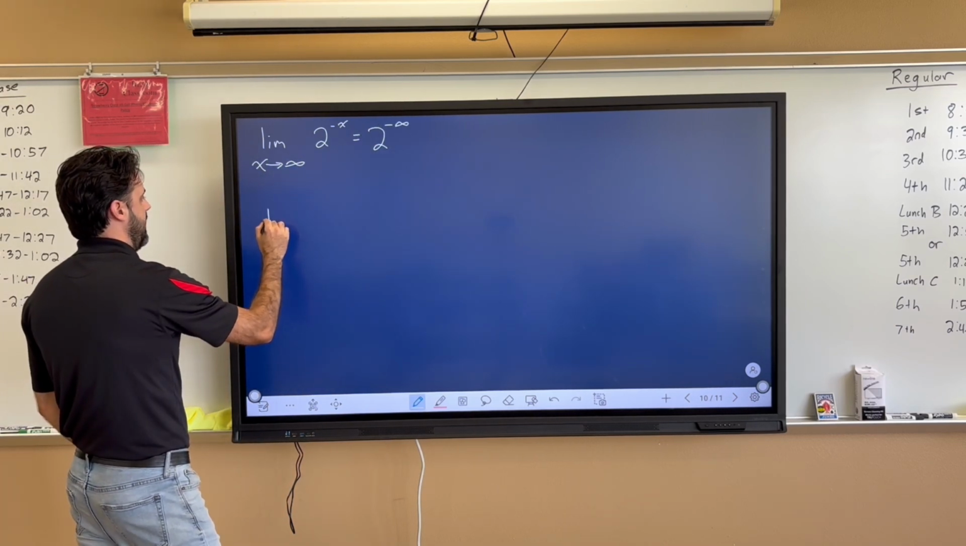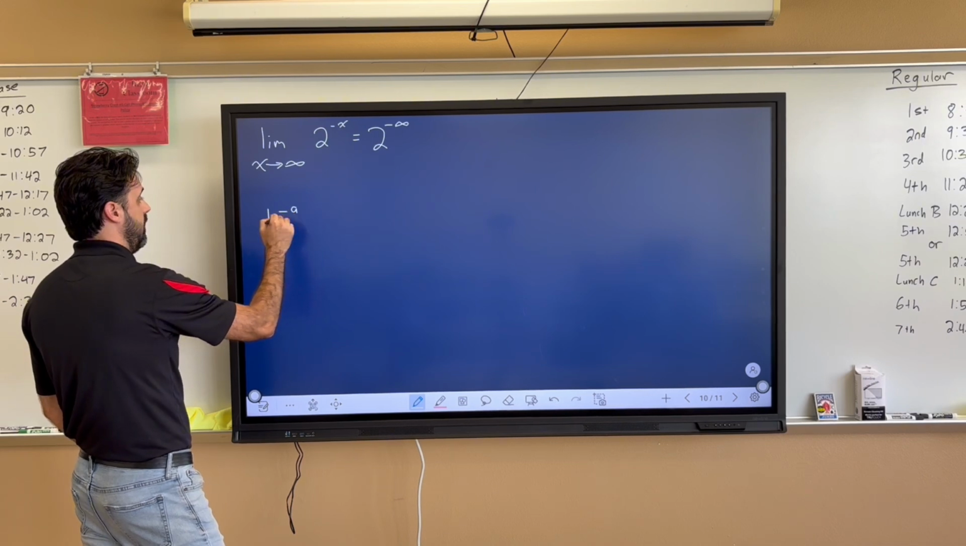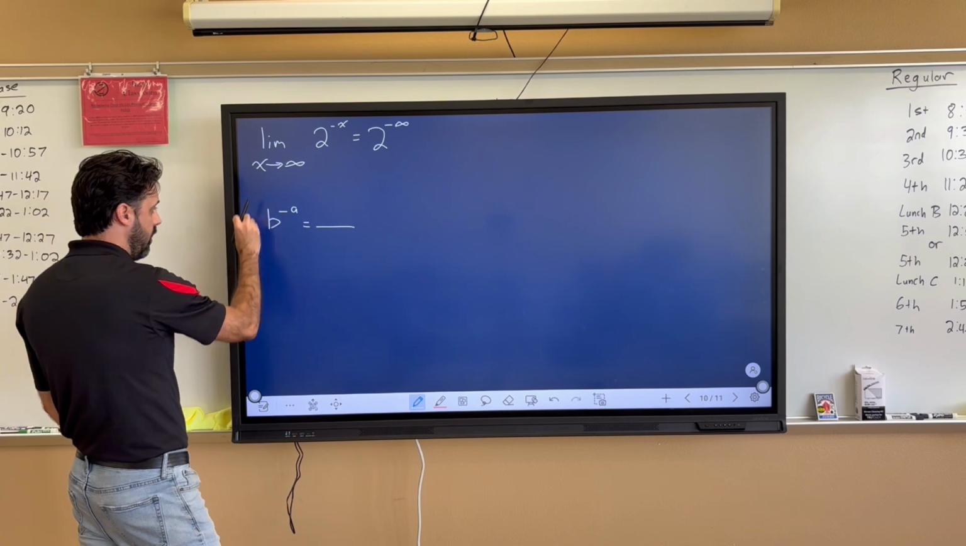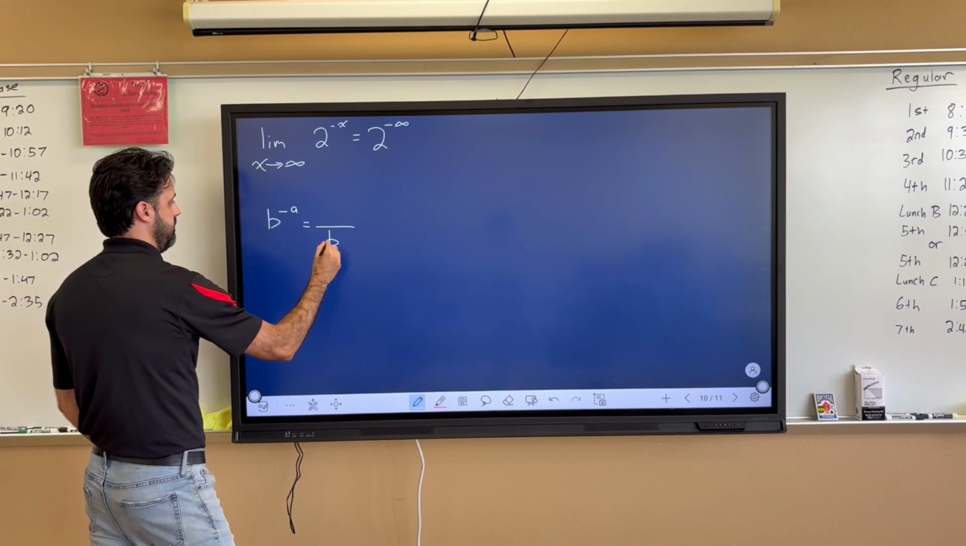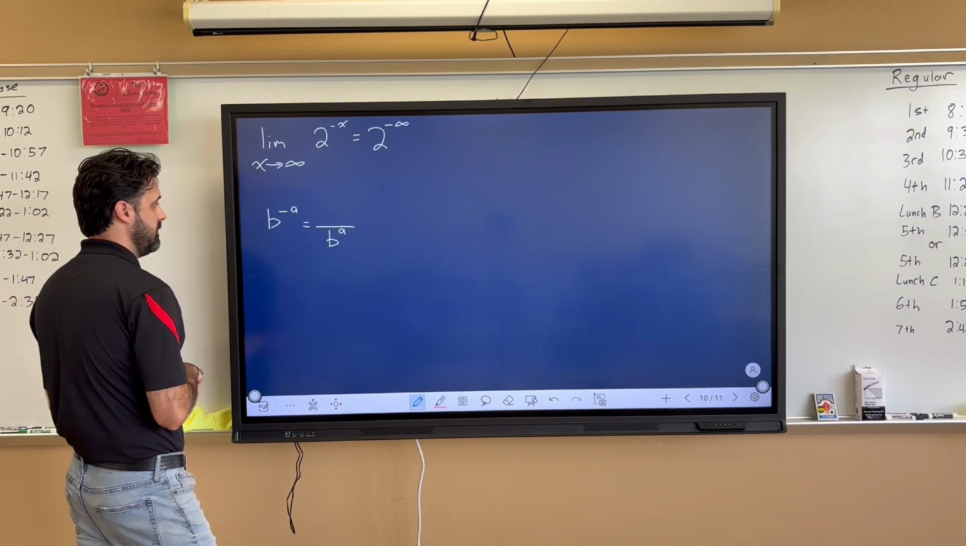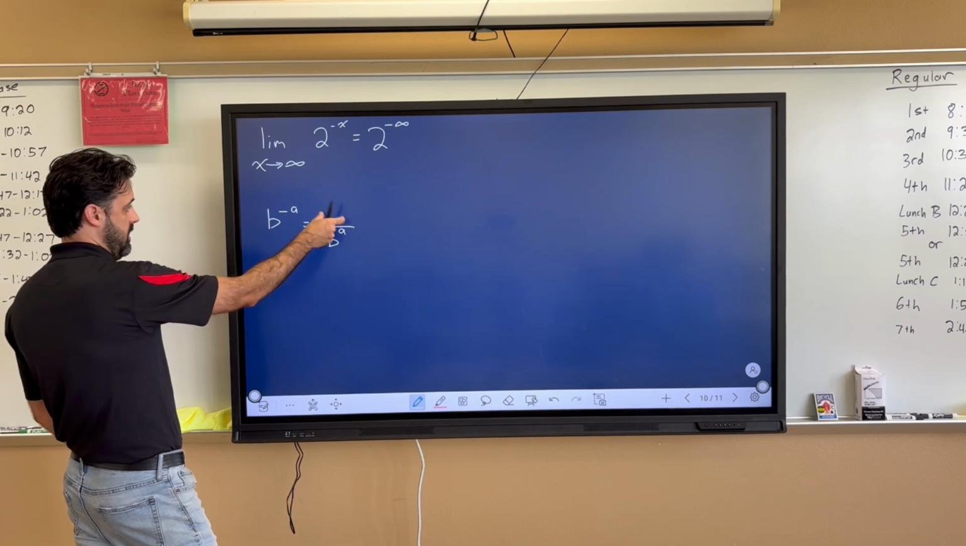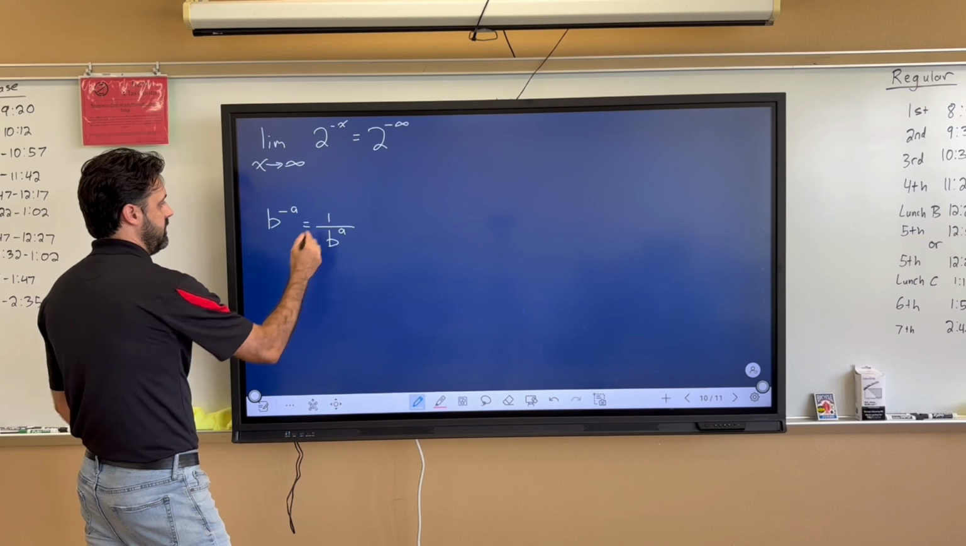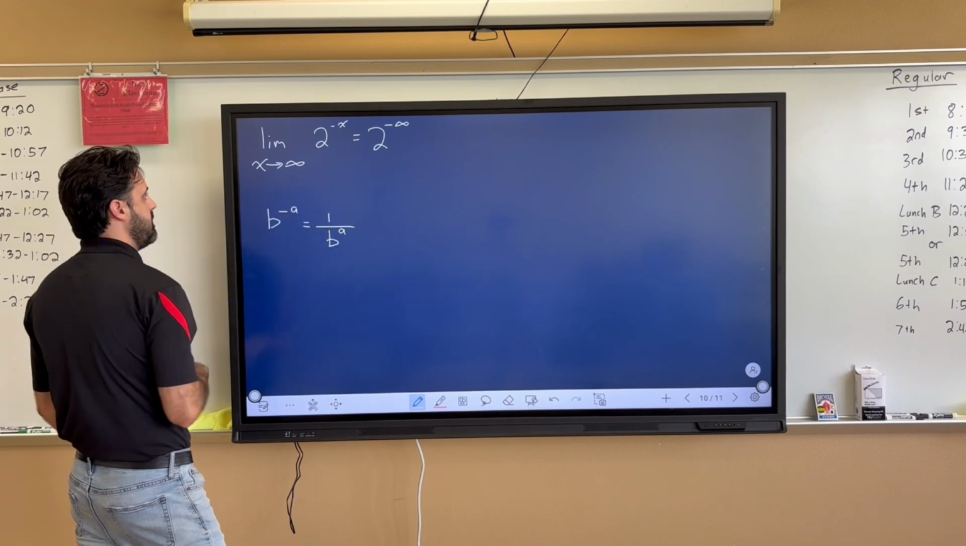So whenever you have an exponent that's negative, we can create a fraction. You can move all of this into the denominator, but the exponent becomes positive, and whatever goes in the numerator is whatever's in front. So in this case, a 1 divided by the original problem, but with a positive exponent.